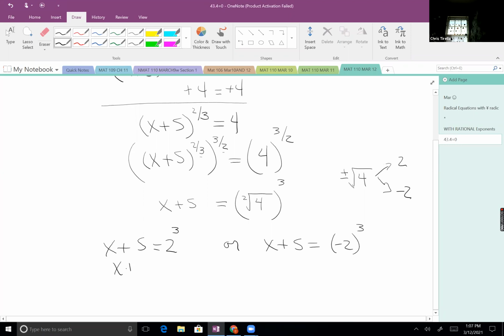So I get x + 5 equals 8. And subtracting, I get x equals 3. Or I get x + 5 equals negative 8. And subtracting, I get x equals negative 13.